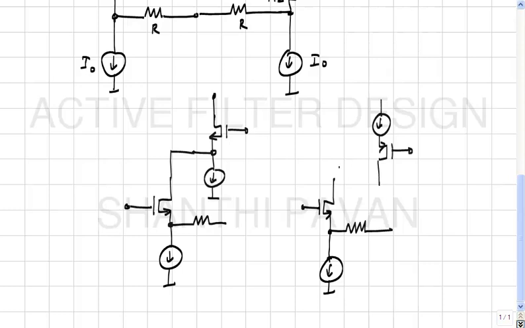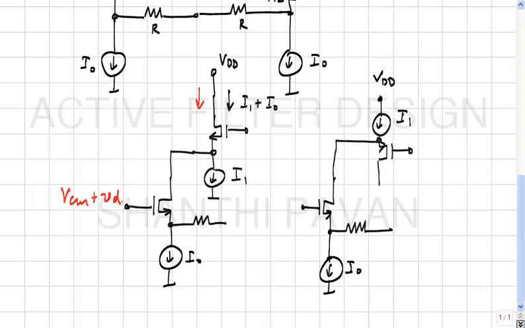Where should I connect the drain now? Where should I connect the gate? You understand? Okay. Which do you think is more appropriate here? And why? So let's say this was I1, this is I0. This is I0, this is I1. So, what is the quiescent current here? This is I1 plus I0. What is the incremental current here? Vd by R.